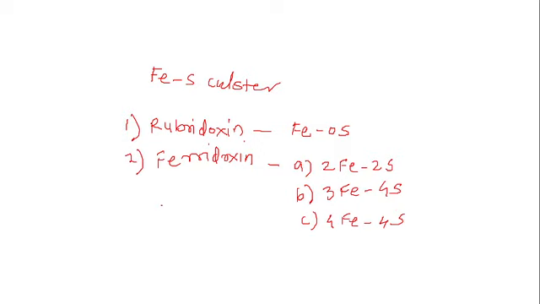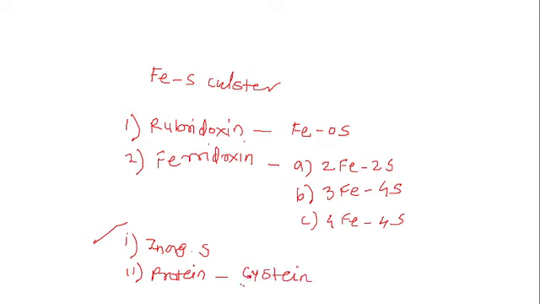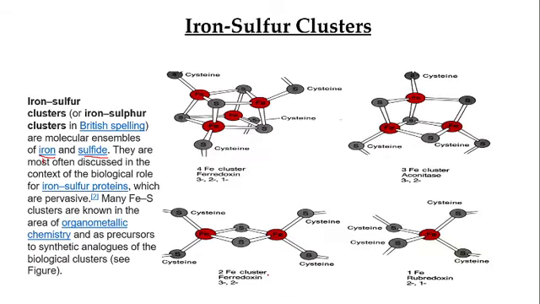Okay, but here if you see the structure of this biomolecule, you can see there are different types of sulfur. That means in this cluster there are two types of sulfur. First sulfur, called inorganic sulfur, and the second type, called proteinous sulfur. This proteinous sulfur comes from the protein, from the cysteine.